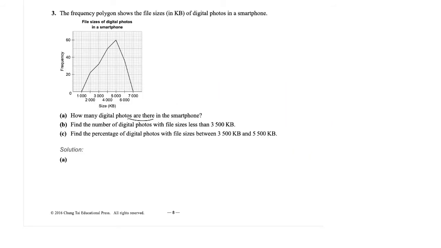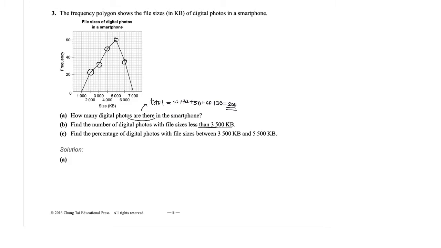This one you just have to find the total. That means you add them all together. 1, 2, 3, 4, and 5. So the total equals 22 plus 32 plus 50 plus 60 plus 36, which will give you 200.